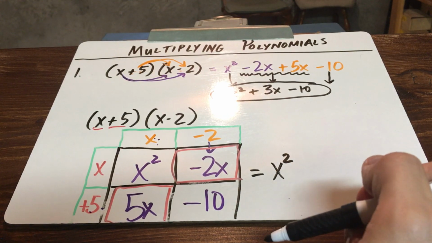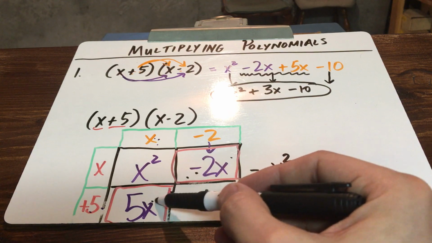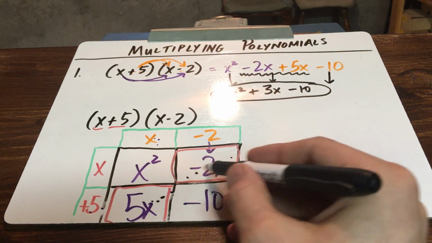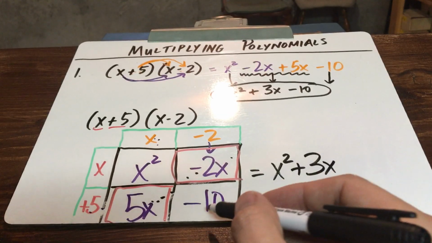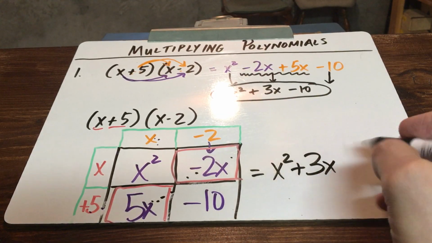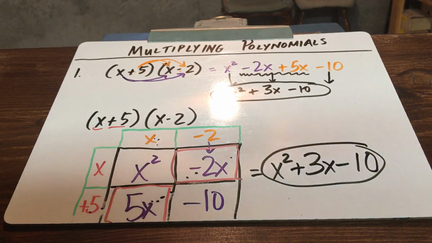And my answer, if I want it in standard form, these two are both to the first degree. They're both x to the first power, so I can combine those. 5 minus 2 is 3, positive 3, so I put a plus. And then this is to the degree 0, and so that's going to go at the end. And you can see it's the same answer I had up above. That is just another method.